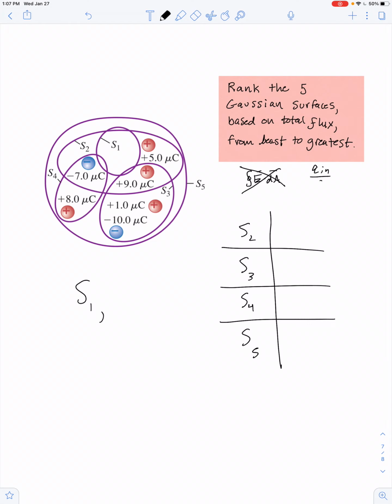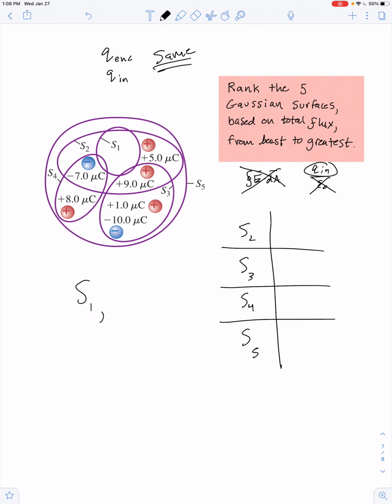We'll use the right side of the equation for Gauss's law. We'll say the net flux is the charge in divided by epsilon naught. But epsilon naught just being a constant, all we're really doing is ranking how much charge is inside of the Gaussian surface. Notice sometimes I use the symbol Q_enc to say charge enclosed. Sometimes I say Q_in to say charge inside. Same thing.